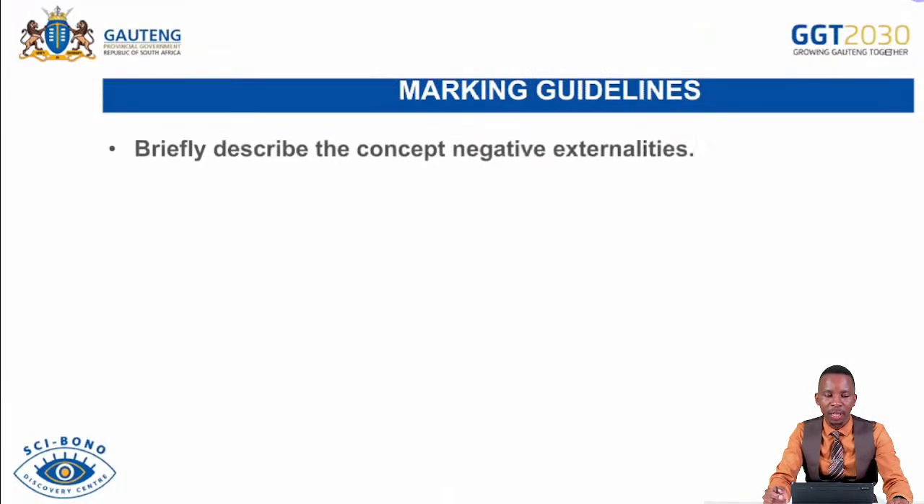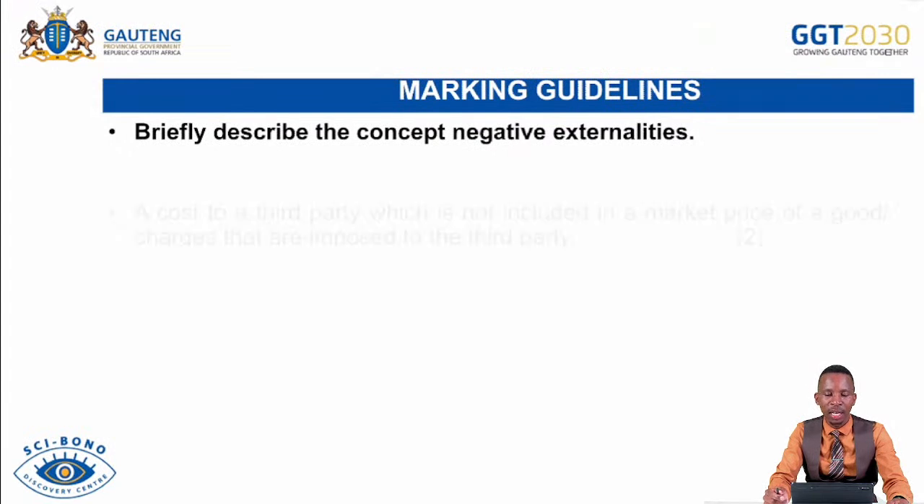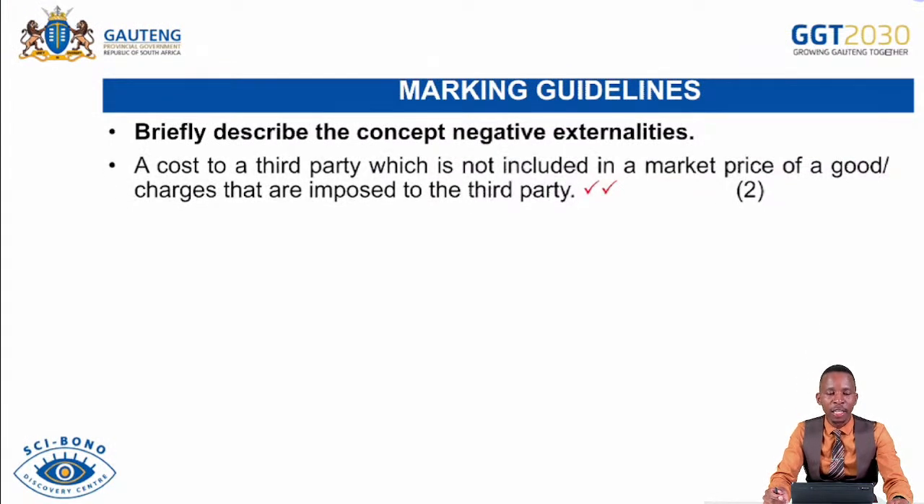We continue with the marking guideline. Briefly describe the concept of negative externality. Negative externality is a cost to a third party which is not included in the market price of a good, or we can say these are charges that are imposed on a third party. So those are the negative externalities.